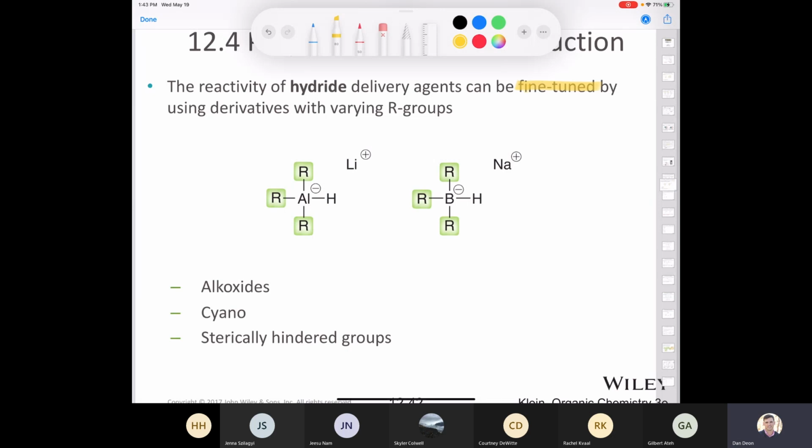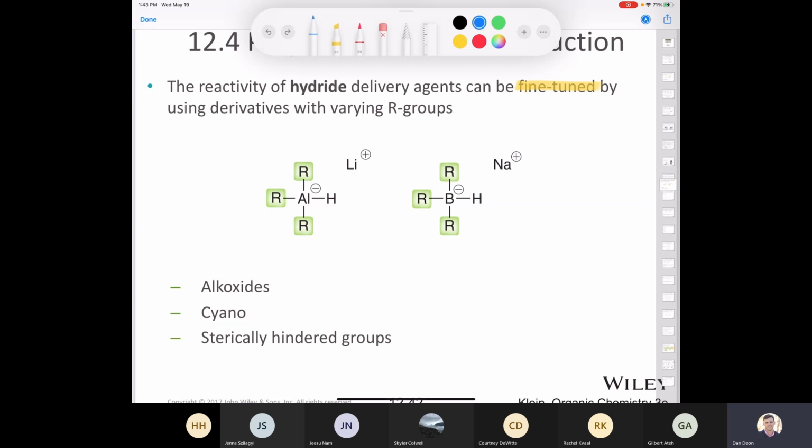There's all kinds of different reducing agents available on the market. It says here that the R groups can be alkoxides, they can be cyano groups, they can be sterically hindered groups. There's a whole bunch of different reducing agents out there on the market. Now, if you're like, are we going to learn them all? No, we're not going to learn them all.